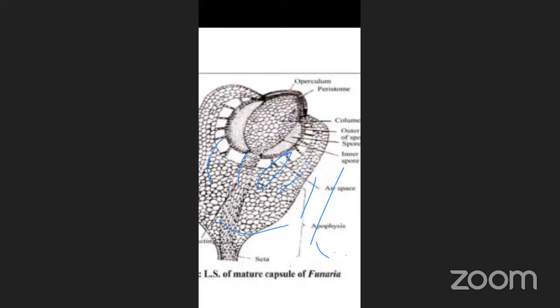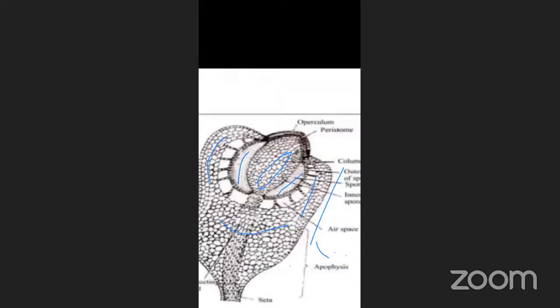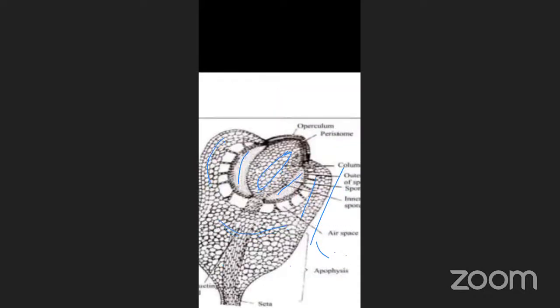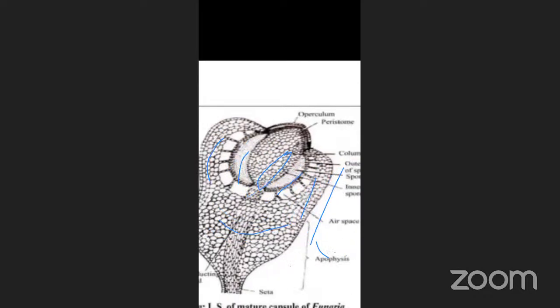So here only sterile tissue is present, and fertile tissue is there, meaning the complexity is more compared to Riccia. Yes or no? So based on this formation, we have to explain the two theories to discuss the development and evolution of sporophyte in bryophytes. What is the theory here? The first theory is the sterilization theory.